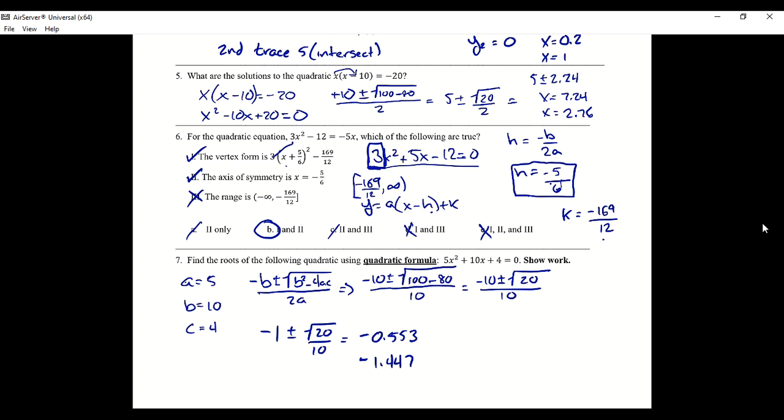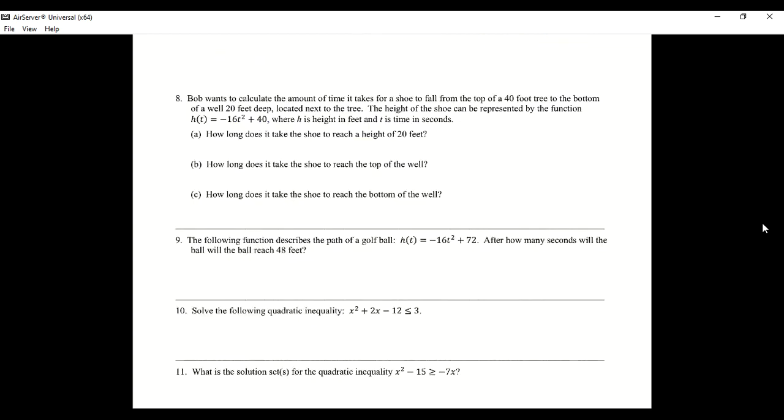Okay, pause there for a second. All right, let's take a look at the next page. Bob wants to calculate the amount of time it takes for a shoe to fall from the top of a 40-foot tree to the bottom of a well 20 feet deep, located next to the tree. The height of the shoe can be represented by the function height in terms of time equals negative 16t squared plus 40, where h is the height and t is the time in seconds.